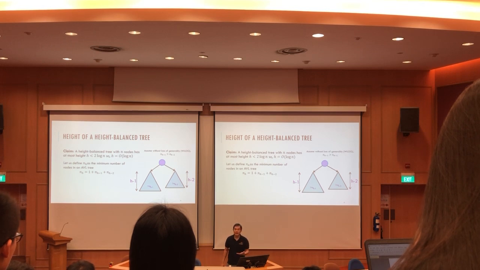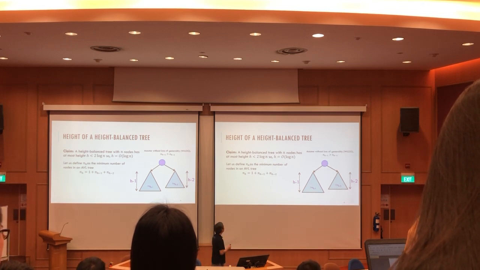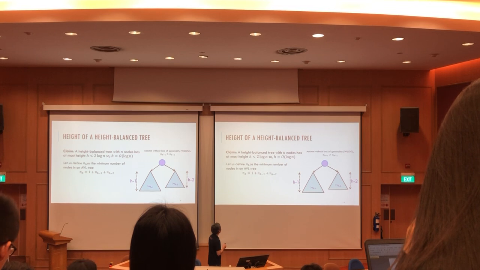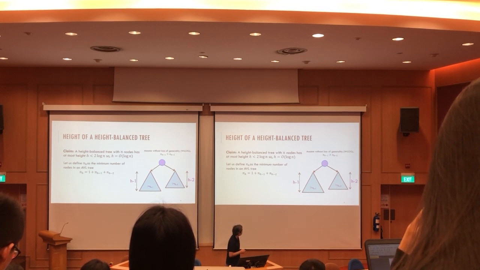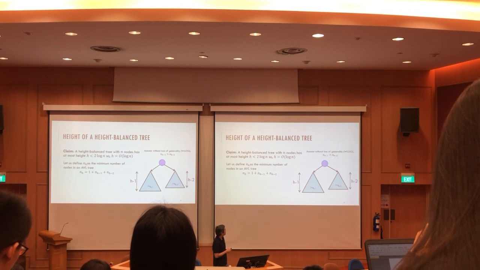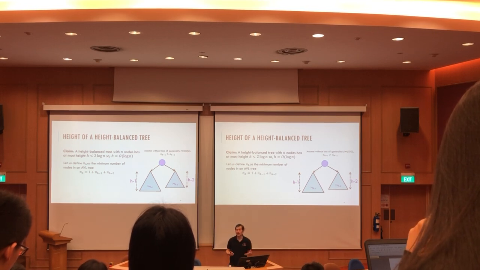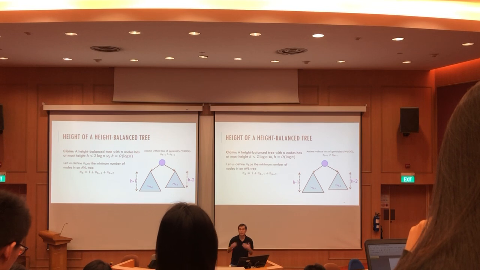Okay, so we're going to define N_h as the minimum number of nodes in an AVL tree of height h. We can expand this number by writing 1 plus the number of nodes in one of the subtrees plus the number of nodes in the other subtree. We're going to assume, without loss of generality, that one of the subtrees is bigger than the other. This is okay because we can just swap the subtrees if one is bigger than the other. It doesn't matter.